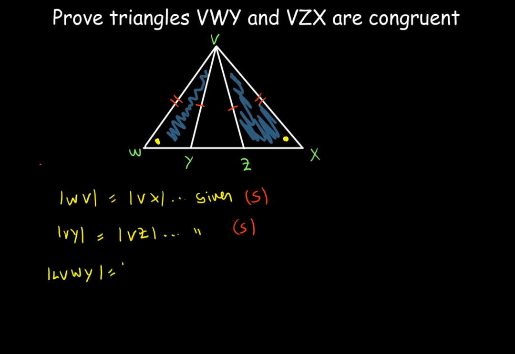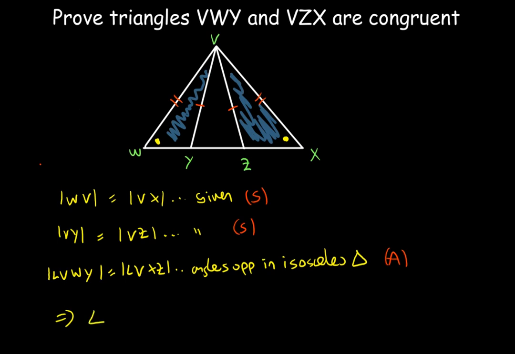So the measure of the angle VWY is equal to the measure of the angle VXZ, the angles opposite in an isosceles triangle. And therefore, that's an angle proven. Therefore, triangle VWY is congruent to triangle VZX by two sides and an angle, so it's going to be SAS.